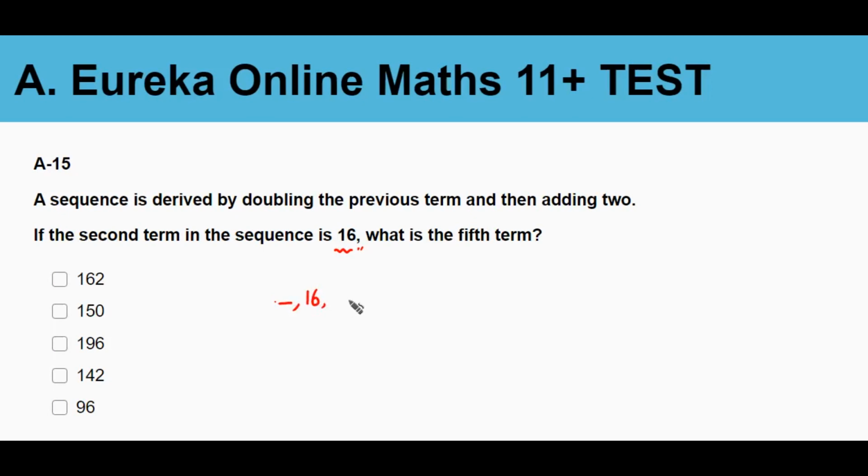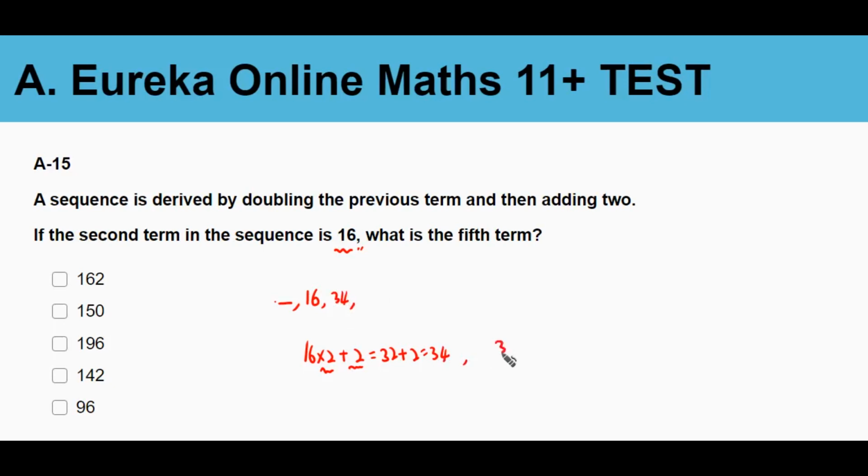Second term is 16. What about the third term? The rule is given for this sequence: doubling the previous term and then adding 2. Now the third term will be doubling the second and adding 2. Now 16 times 2 plus 2. This is the rule, doubling and adding 2. So 32 plus 2 is 34 for the third term.